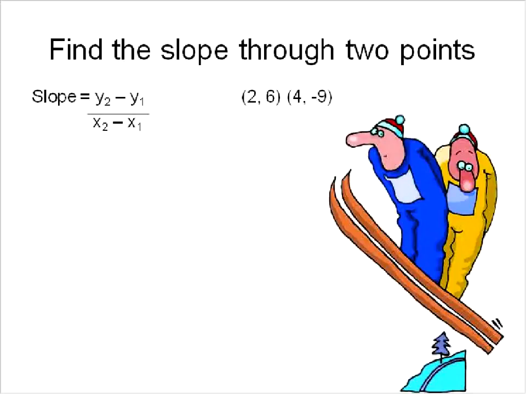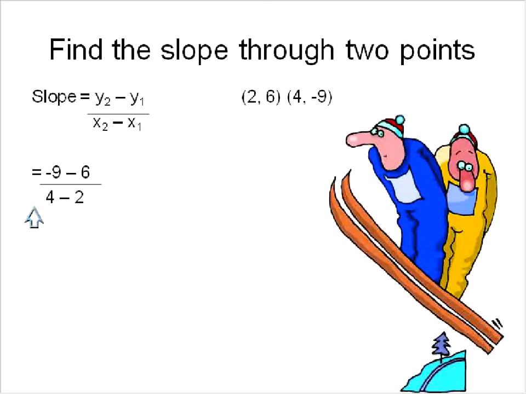All right, let's look at another question here. Again, we're given 2 points, 2, 6, and 4, negative 9. We're going to substitute these values right into this equation. y2 is negative 9, so that's going to go in for y2. y1 is the y value of point number 1, so that's 6. So we'll have negative 9 minus 6. And x2 is the x value in point number 2, so 4 goes there. And x1 is the x value in the first point, so 2.